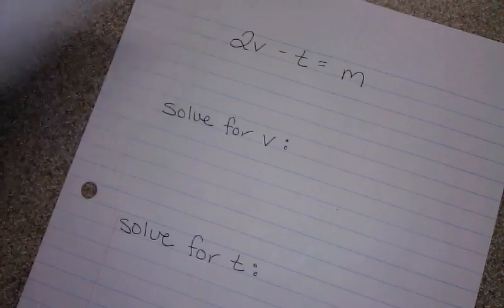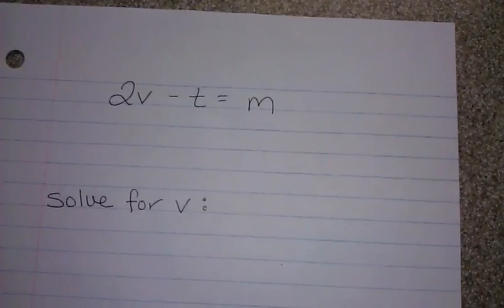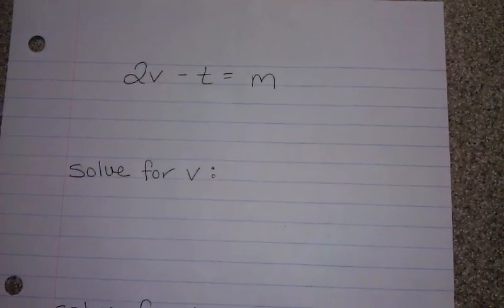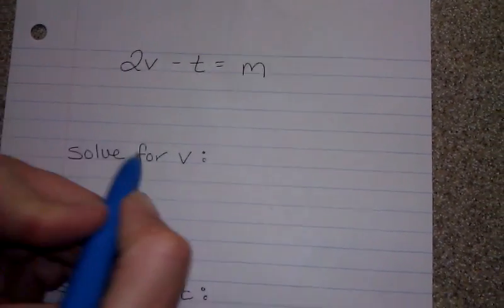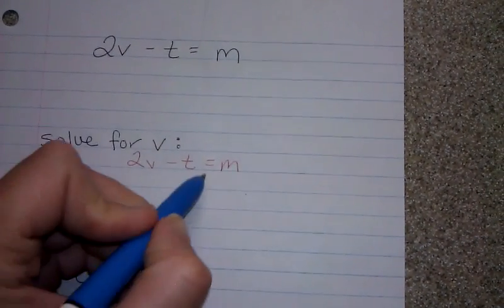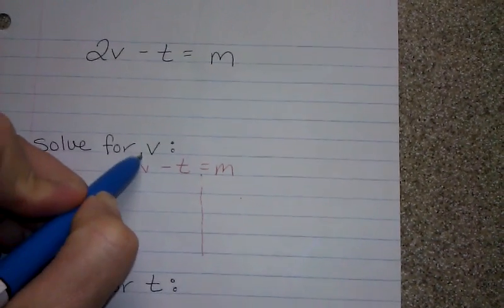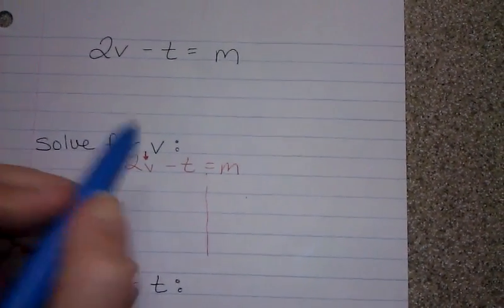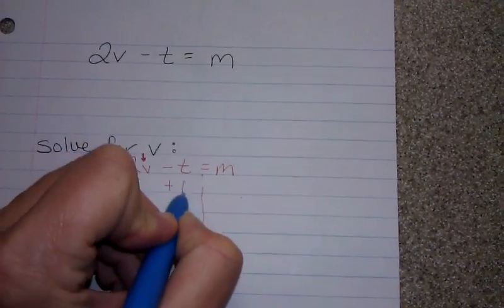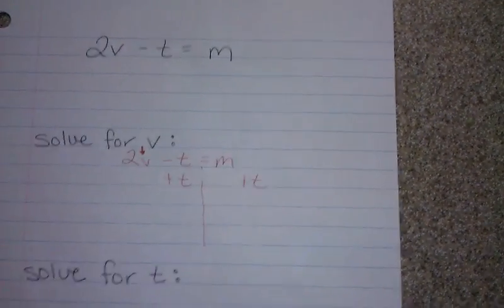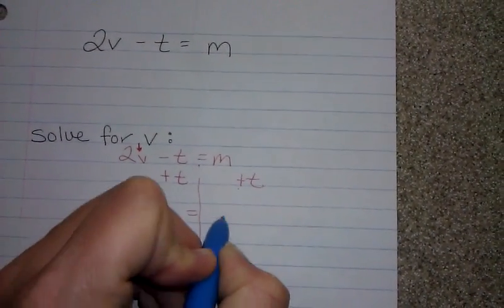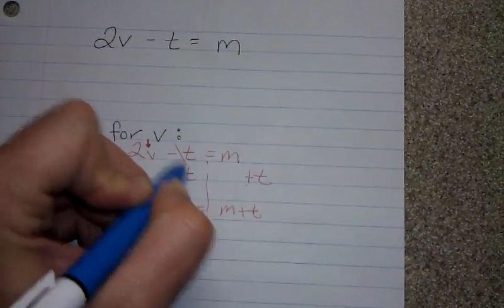The next one to try, I think this is the last set here. Okay, right there you have 2v minus t equals m. Solve for v. Well, let me rewrite this here. I'm going to draw my dotted line. Here's my v. Well, what's on the same side with this term? The minus t. The opposite of minus t is plus t. I add t to each side. Remember, you do the addition and subtraction first. I get 2v equals m plus t because this cancels out.